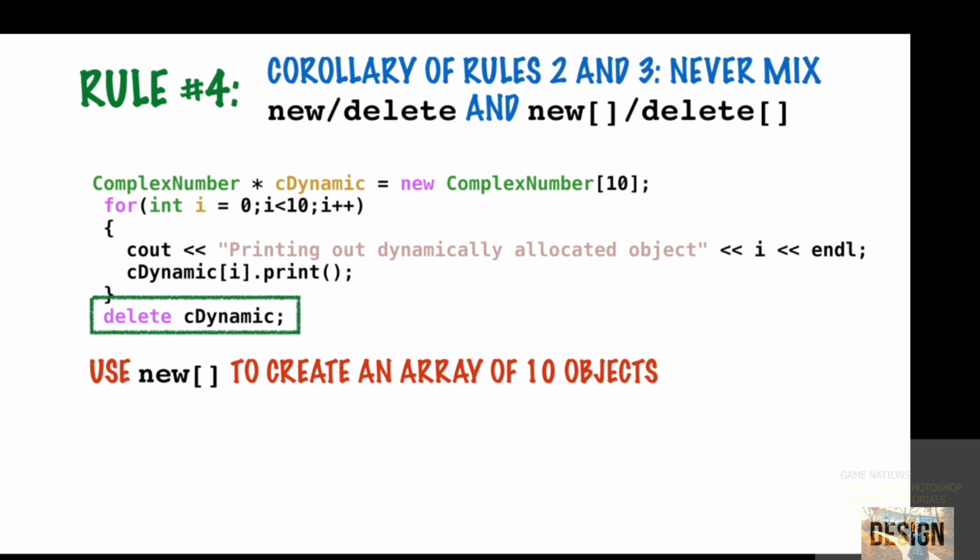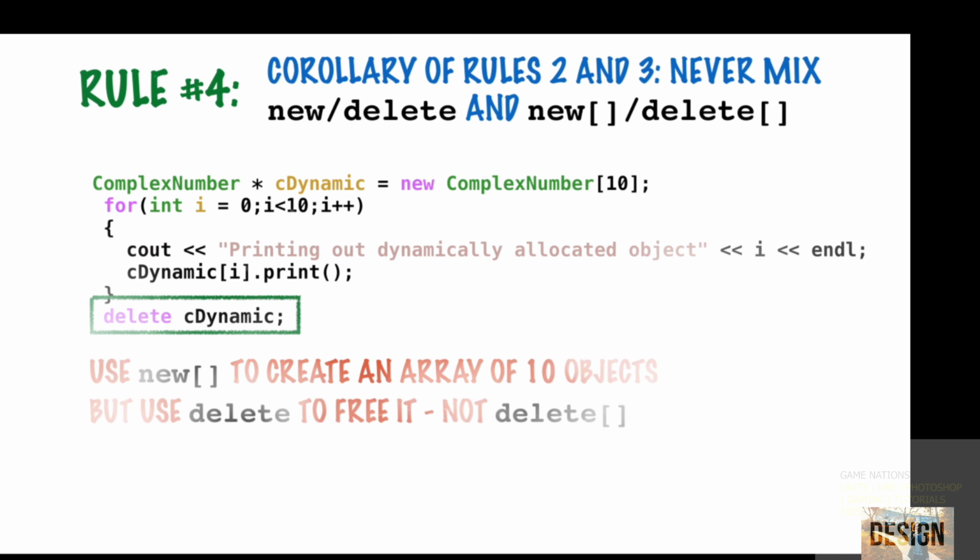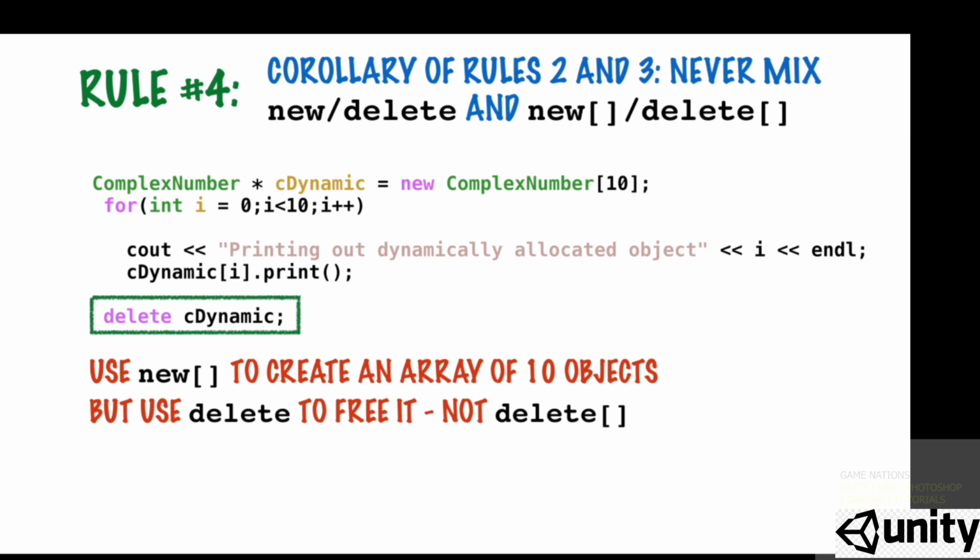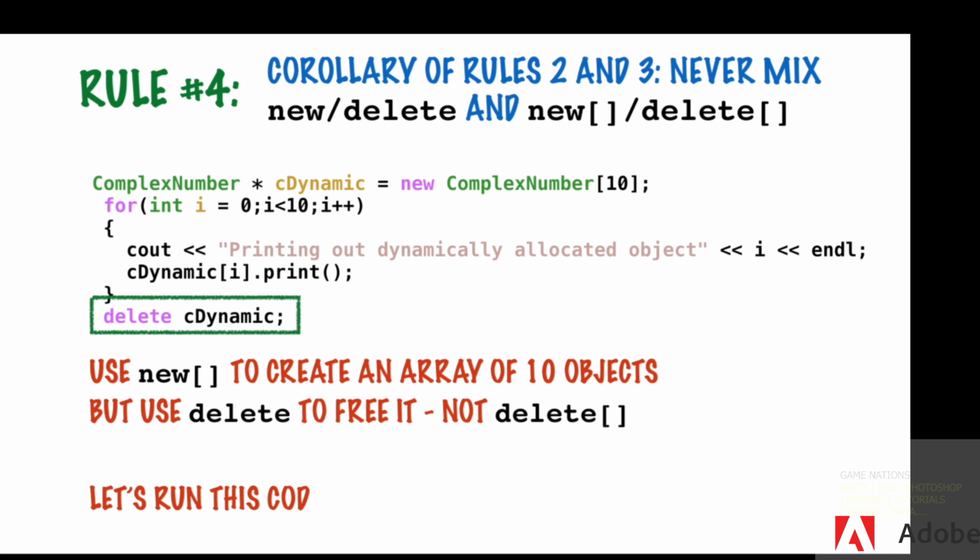Notice how we deallocate memory for this. We use the simple delete. We do not use the array delete. Notice the square brackets are missing. Now, what happens if you run this code? We've done a mix and match, which we said wasn't allowed. We've used the array new, the new with square brackets, but used the simple delete. So let's go ahead and run this code and see what happens.